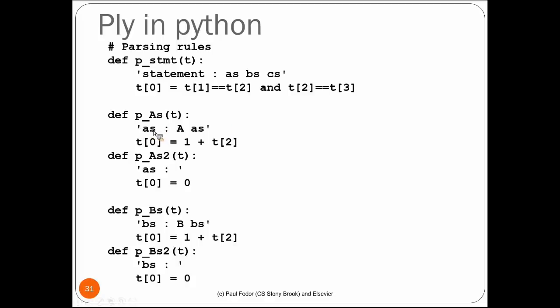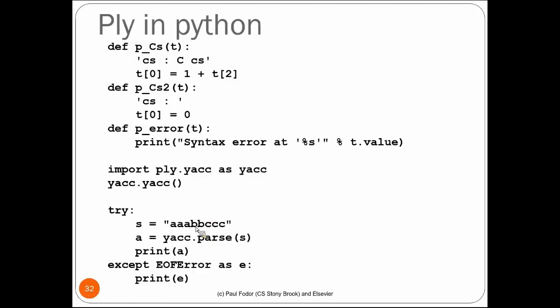As we define the grammar, we say that the A's is the token A followed by A's, in which case T of 0 will be equal to 1, corresponding to the token A, plus T of 2, the number of A's in the second element from the right-hand side. If the number of A's is epsilon, then T of 0, the attribute attached to A's, is equal to 0. And similarly, we have it for B and C.